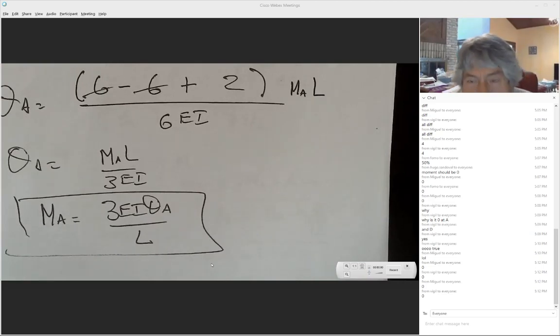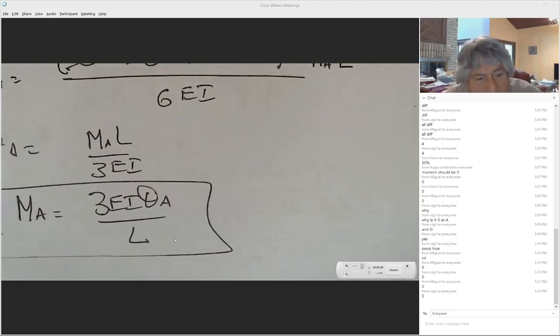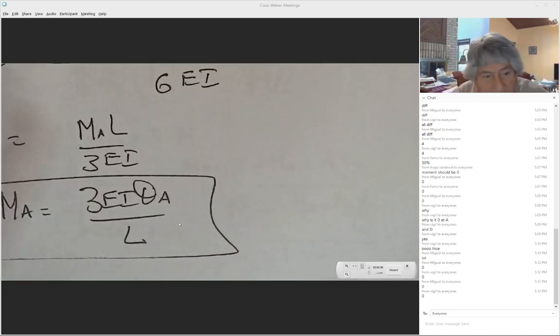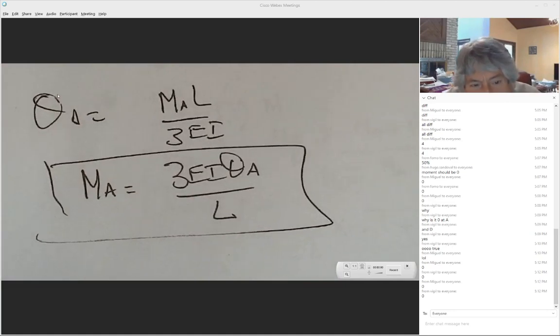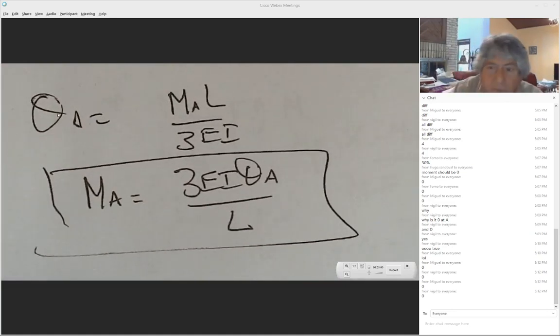Instead of being 4EI theta A over L, and instead of the opposite being 2EI theta A over L, it's only 3EI theta A over L. So whenever we modify the stiffness, we no longer use 4EI, we use 3EI over L. And that will mean that the carryover factor is 0.